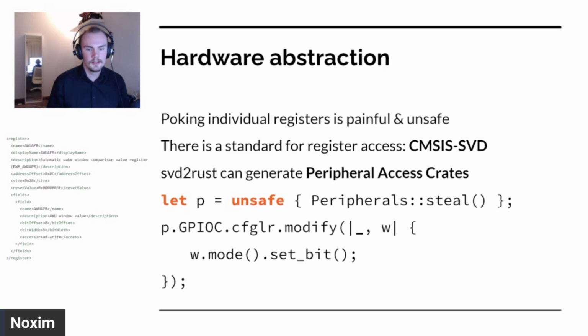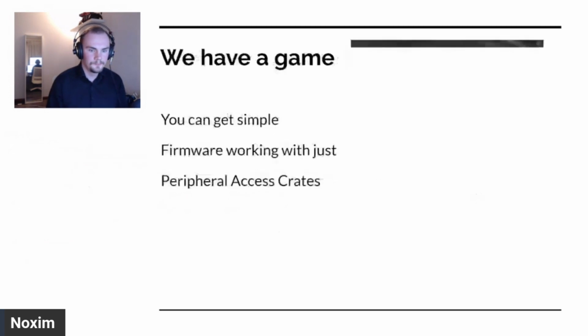So you have singletons. You have the peripheral singleton that you can only take ownership of once. And then using the members of that structure, you can modify individual bits in all of the registers. It makes sure that you don't typo an address or write a wrong bit pattern to something that doesn't support it.